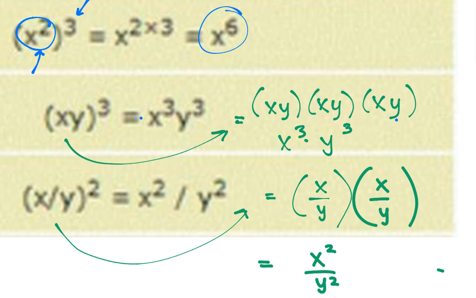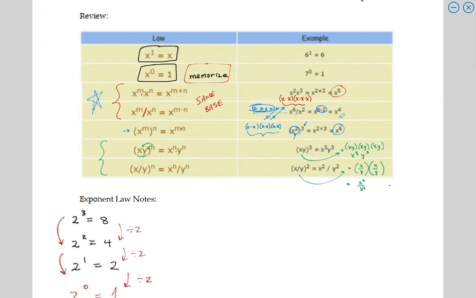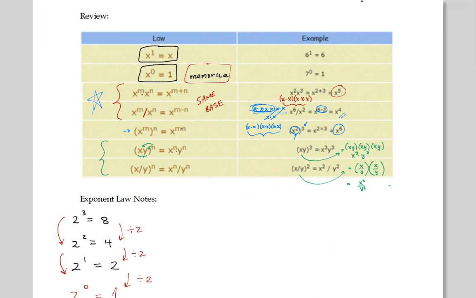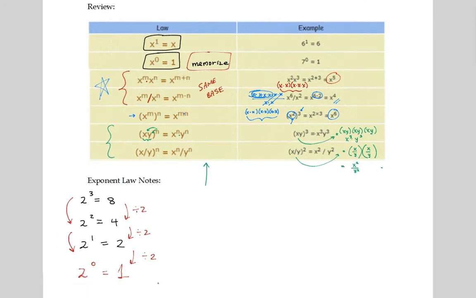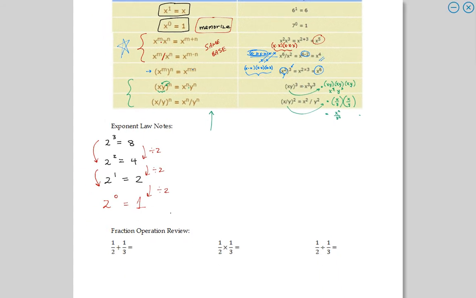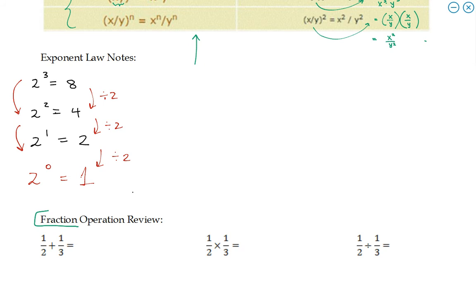So most of this stuff is a review from grade 9 exponent laws. We're going to be adding to this chart 2 more rules eventually. So let's take a look. Why would they want us to review fractions? Oh my gosh. Why would they want us to review fractions?